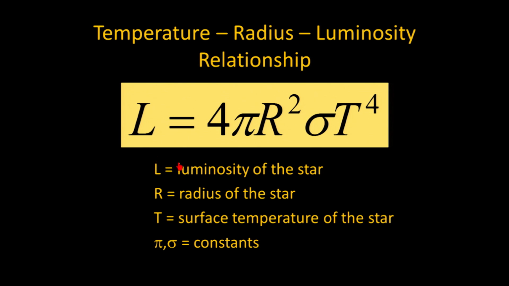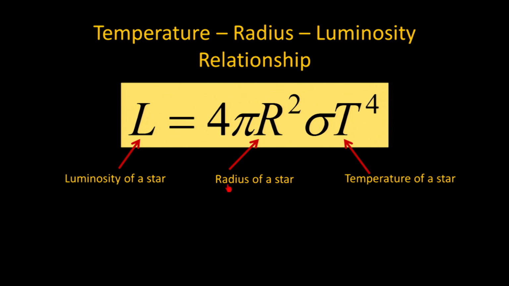L stands for the luminosity of the star, how much energy the star is actually producing. R stands for the radius of the star. T stands for the temperature of the star, and pi and sigma are numbers that are constants. They just never change. So what I'm going to do is show you how this big formula actually is the key to figuring out the sizes of stars. Here's how this works. So L is the luminosity of the star, R is the radius of the star, T is the temperature of the star.